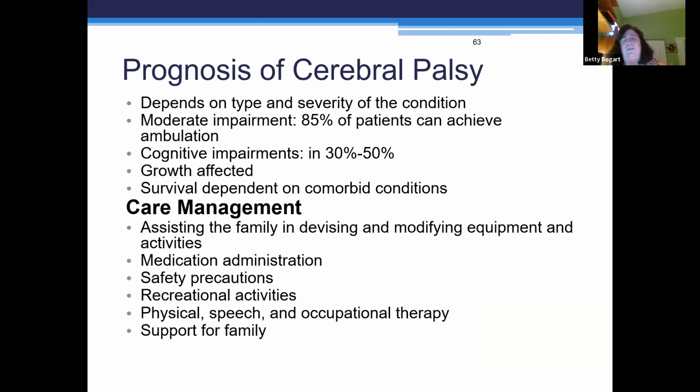So prognosis depends on the severity, okay? 85% can achieve ambulation. Now, Jonathan, no, but many of the other children at this daycare could. They would have these walkers and braces on, and they'd be working from short distances to longer ones. Yes, they have cognitive impairments, but just because he can't talk doesn't mean that he's not there.